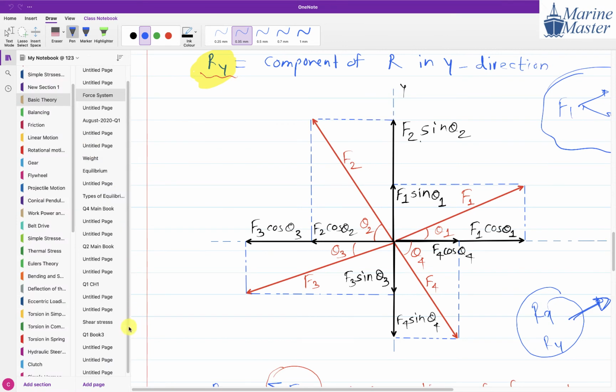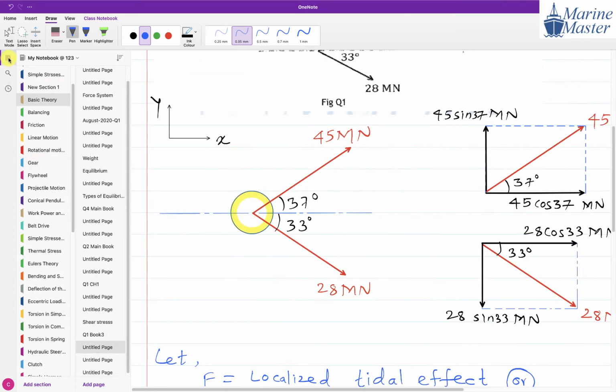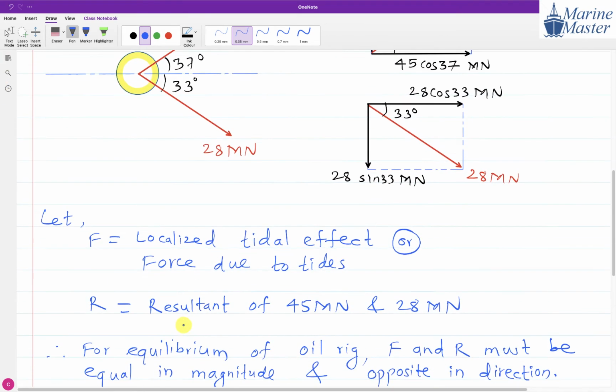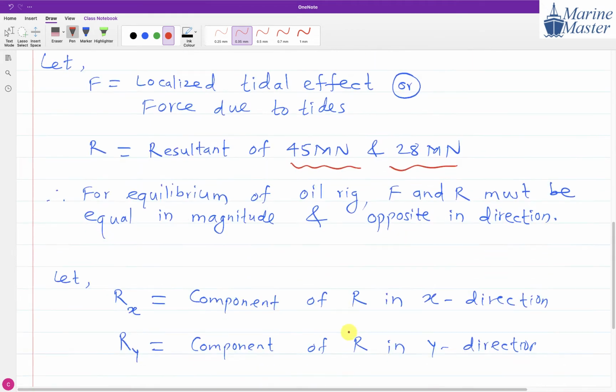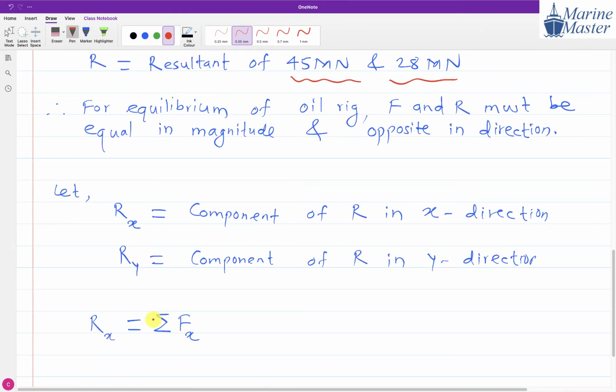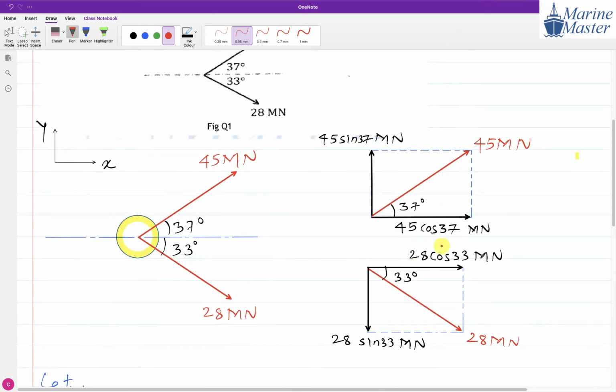Now here in this question, what is the meaning of R? Resultant of two forces. So R will have two components, Rx and Ry. If we need Rx, we have to take the summation of forces in the x direction due to these two forces.